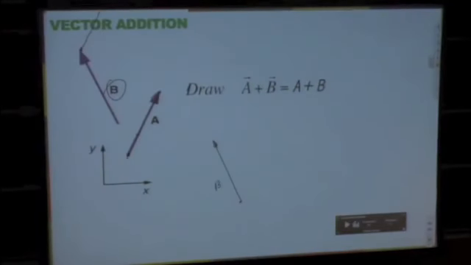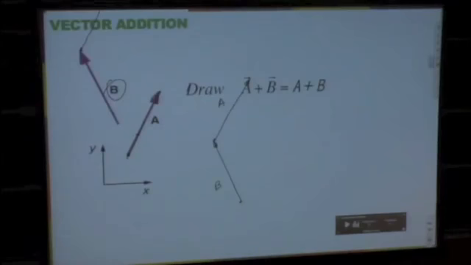So that's B. Now, from this point, from the head of B, from the end of B, I can redraw the arrow A, tail to head. And again, I must preserve the direction of that arrow and the magnitude. In that case, it's the same vector, just starting at a different place. That's the first step of the procedure.